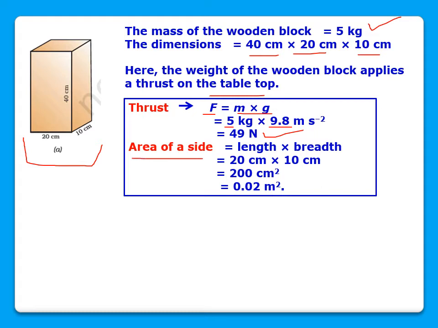What is the area of the side? Area will be 20 multiplied by 10. So that is 200 centimeter square. And if we change centimeter into meter, we will get 0.02 meter square. Fine.